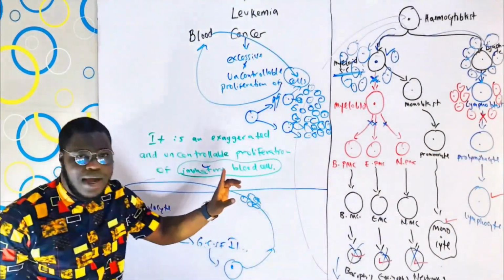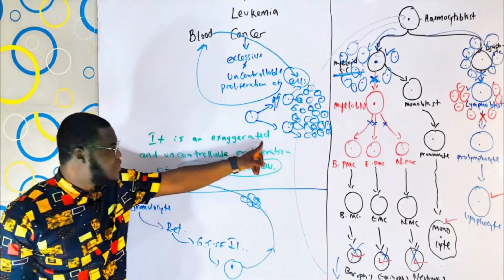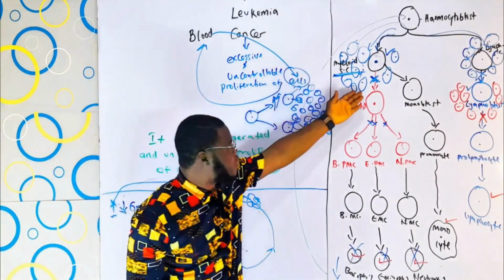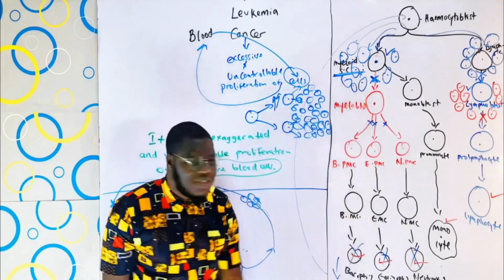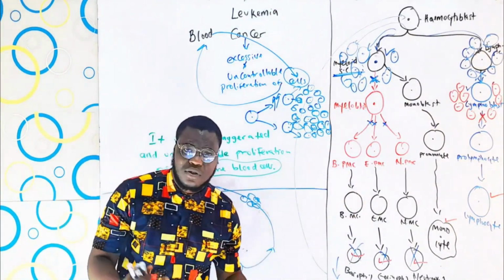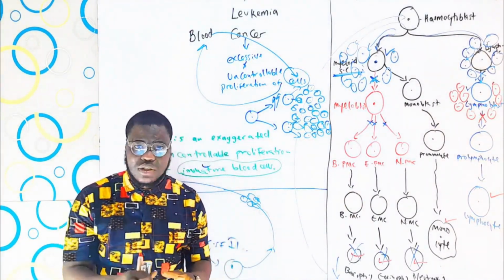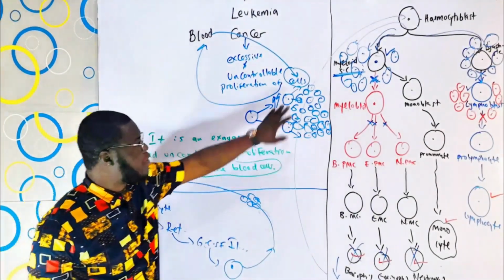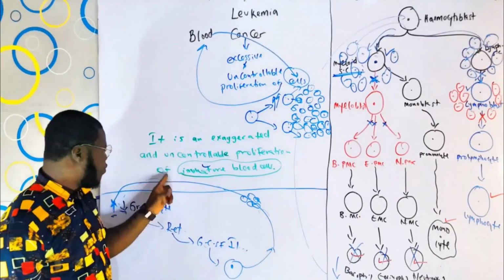When we say leukemia, it is an exaggerated and uncontrollable proliferation. We cannot really control it because something is happening to these cells. These cells are unable to divide to the next stage. What is happening to them? You will understand that in the etiology very soon. So the point is, there is an uncontrollable proliferation of immature blood cells.